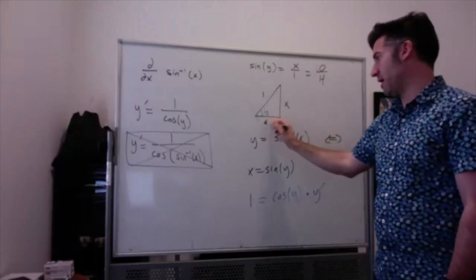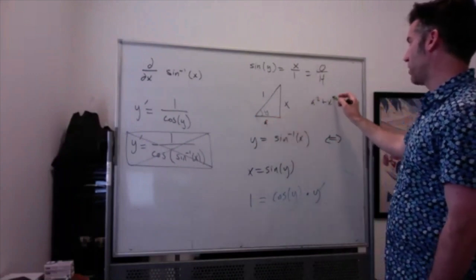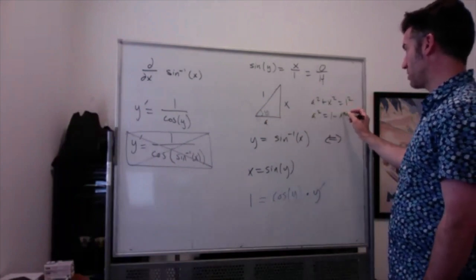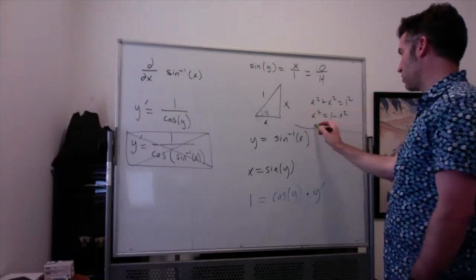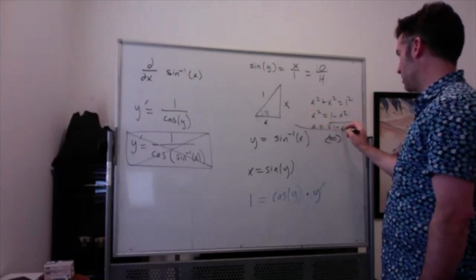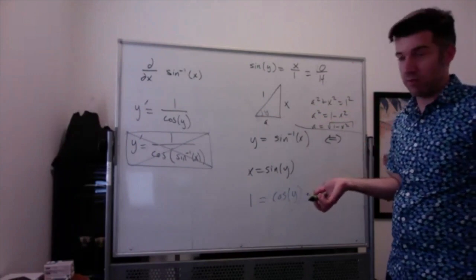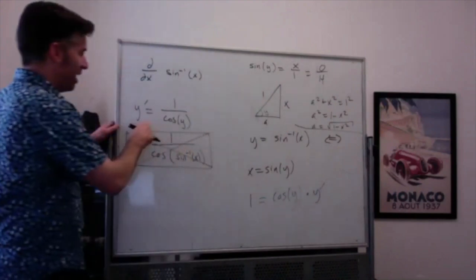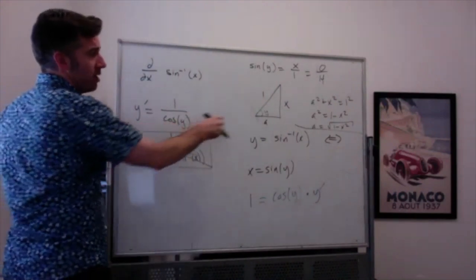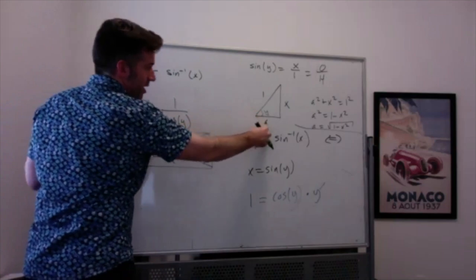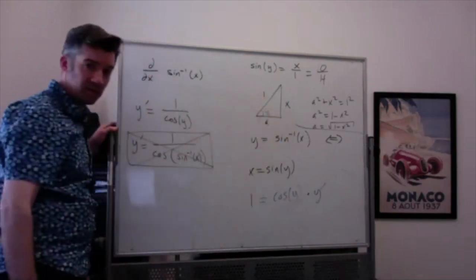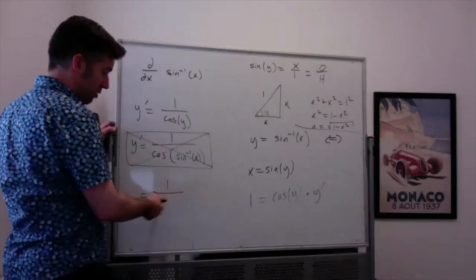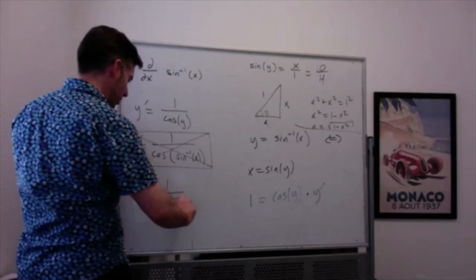Pythagorean theorem to find this side here. Let's call it a. a squared plus x squared equals 1 squared. a squared equals 1 minus x squared. a equals the square root of 1 minus x squared, which we can't simplify any further. But now check it out. y prime is equal to 1 over cosine of y. Cosine of y is a over 1, or square root of 1 minus x squared over 1. So this ends up being 1 over the square root of 1 minus x squared.